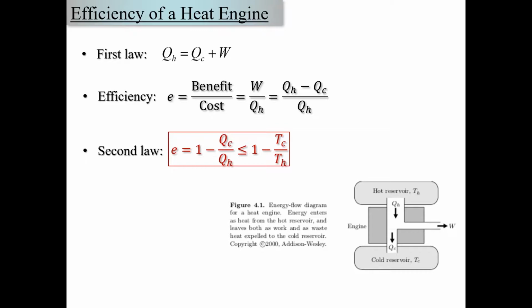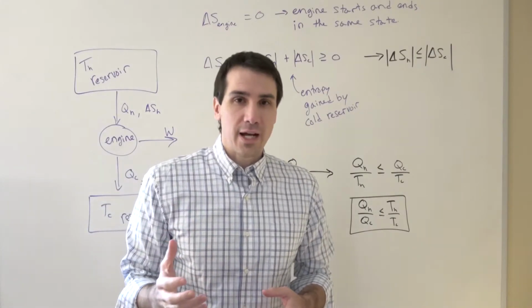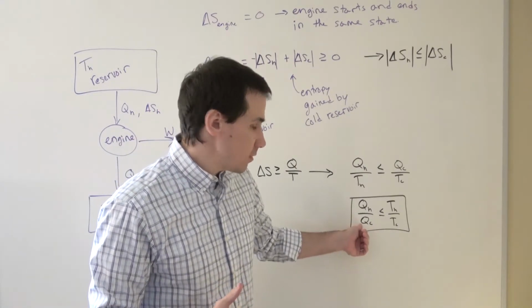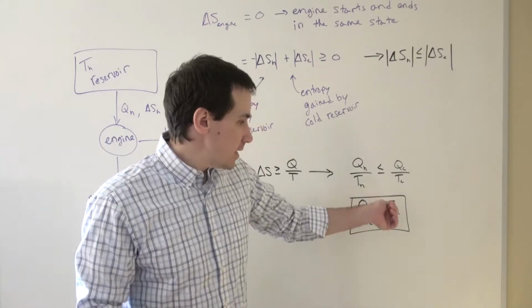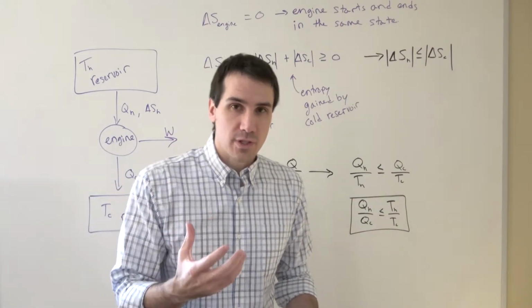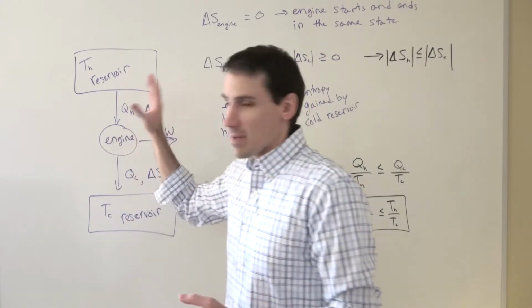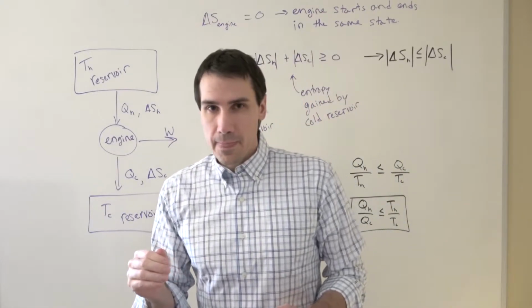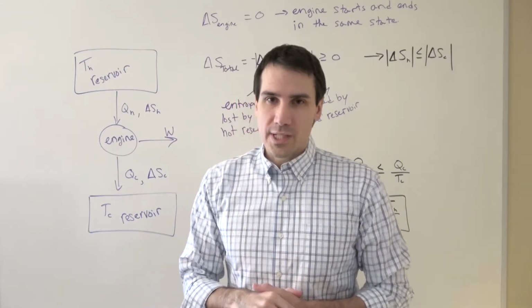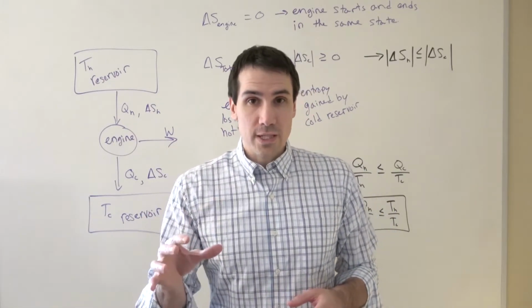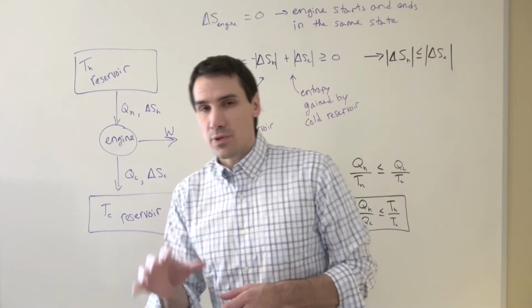And to see why this is true, we need to invoke the idea of entropy and the second law of thermodynamics. In order to derive the relationship between the heat absorbed by an engine, the heat released by an engine, and the ratio of the temperatures of the two heat reservoirs, we need to begin by looking at a schematic and thinking about entropy. So, we know that the second law of thermodynamics says that the total entropy of the universe must increase or remain the same in any process.